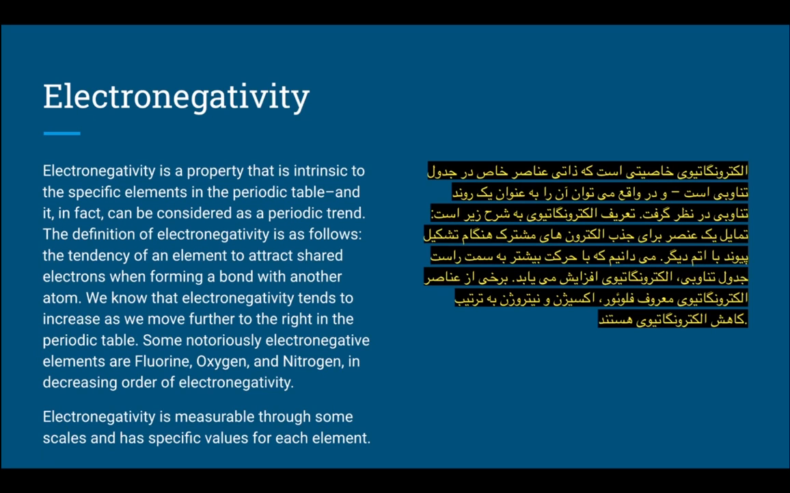Electronegativity is a property that is intrinsic to the specific elements in the periodic table, and it is, in fact, considered to be a periodic trend. We know that electronegativity tends to increase as we move further to the right in the periodic table. Some notoriously electronegative elements are fluorine, oxygen, and nitrogen, in decreasing order of electronegativity. Electronegativity is measurable through some scales and has specific values for each element.